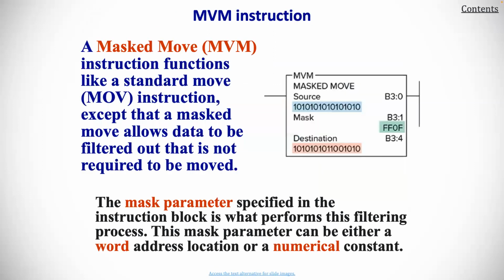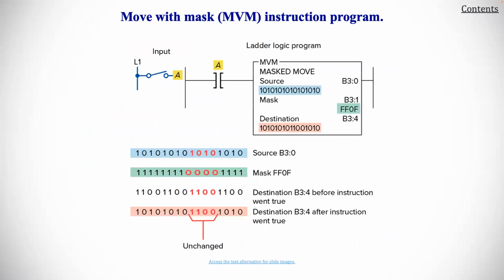Then we have the masked move MVM instruction, which functions like a standard move instruction, except that a masked move allows data to be filtered out so that it is not required to be moved. The mask parameter specified in the instruction block is what performs this filtering process. The mask parameter can be either a word address location or a numerical constant.